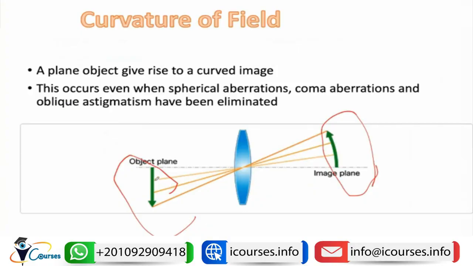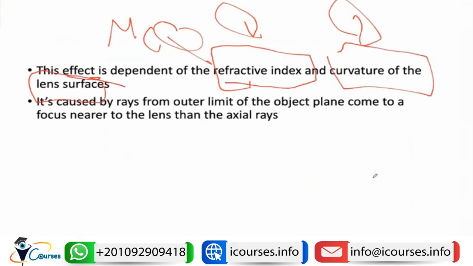So we can notice here that the periphery, or the outer part of the object, will make a focus much closer to the lens, while the light rays from the center of the object will pass through the center of the lens and will make an image that is farther from the lens. So since the outer part or extremity of the object will make a focus closer to the lens, this will result in the curved appearance of the image.